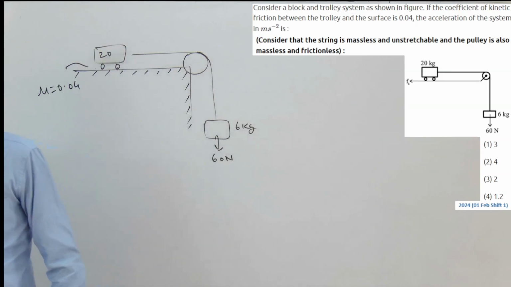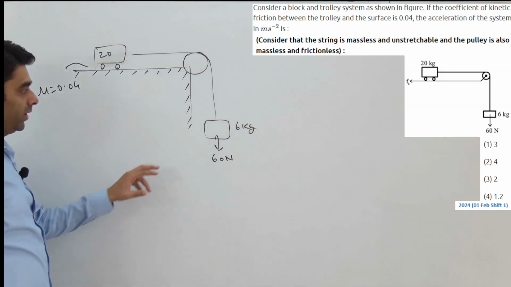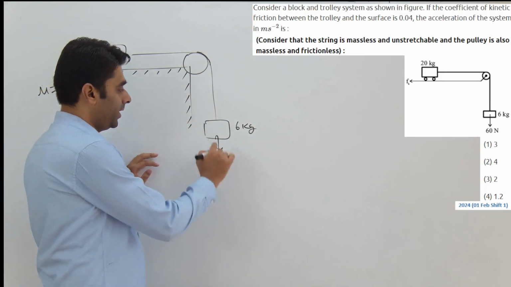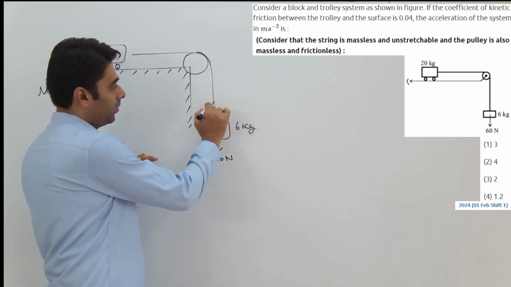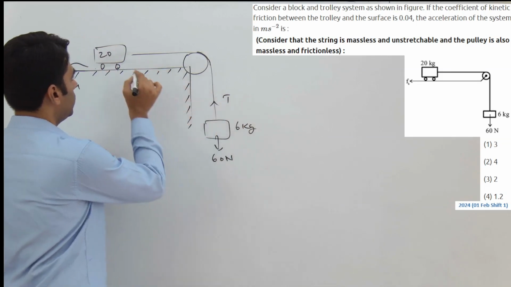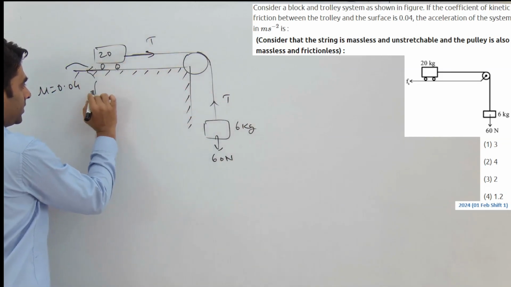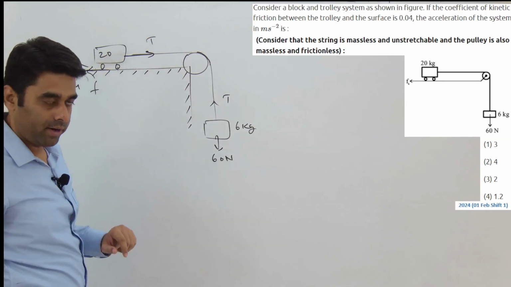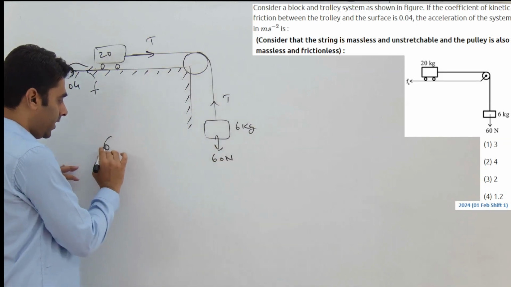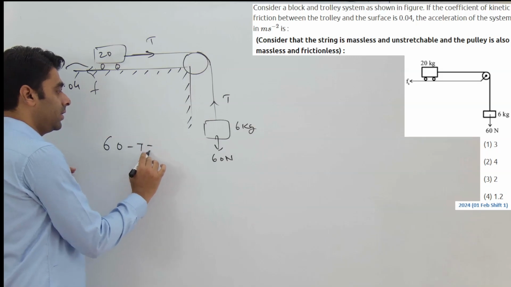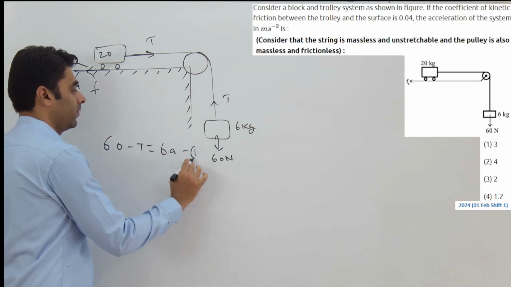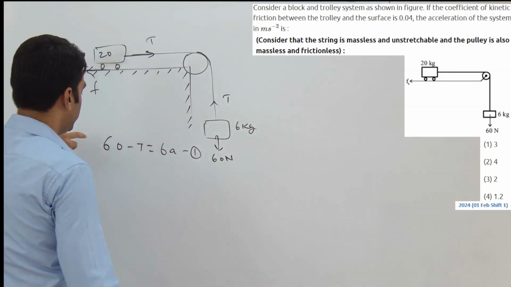Let's see. Over here, if we look at the FBD of this, 60 Newton will be acting downward, tension will be upward. On the trolley, tension T will be there, and backward side friction will be acting. Let's apply F net equals to MA. On this one, what can we write? 60 minus T is equals to 6 into A. First equation.